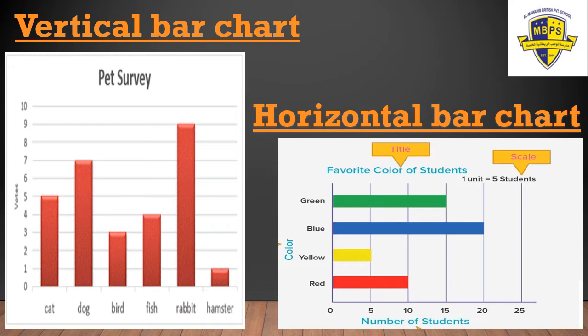If you look at the next bar chart, we have the scale down. It's just the opposite. The scale is down on the sleeping line, which says number of students from 0 to 25. And on the standing line, we have colors: red, yellow, blue, green. It is just the opposite. This bar chart is called a horizontal bar chart. We have the vertical bar chart and the other one is the horizontal bar chart.